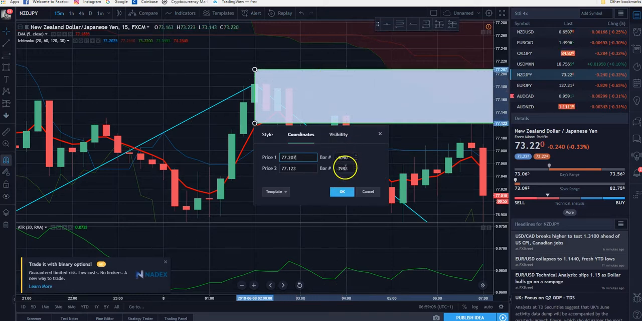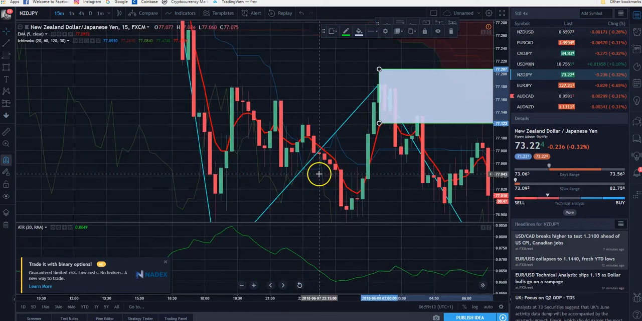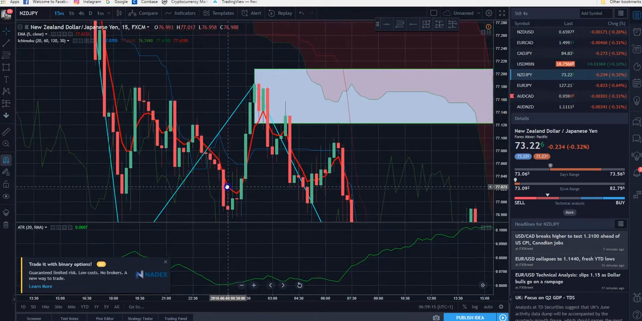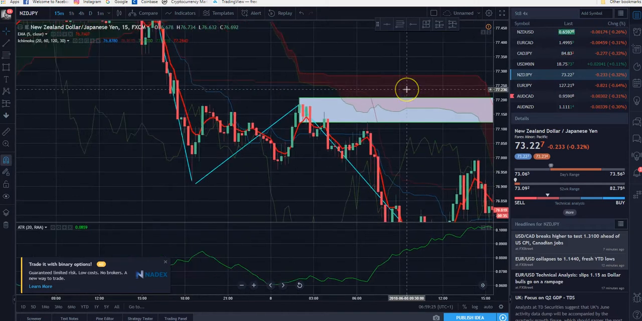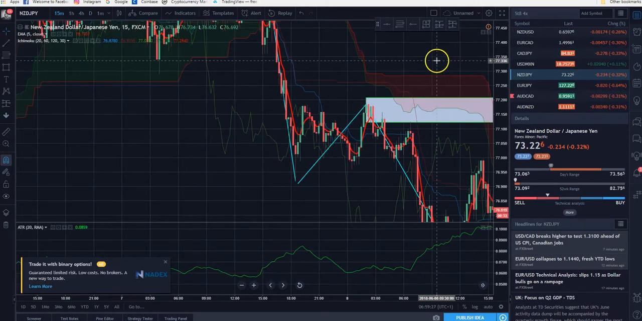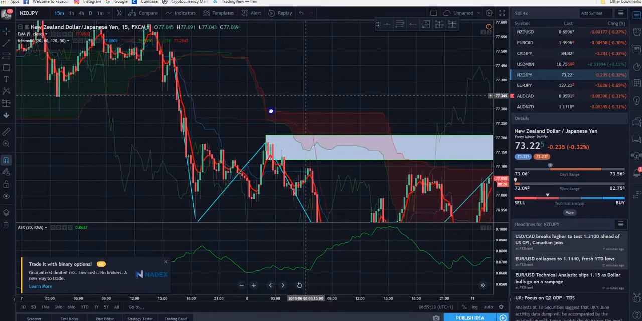I'm going to double click this. Down here at the bottom, I'm going to change this to 1000 so that it stretches across my pair here. Excuse me, y'all. Okay, so if you're looking at this and you identify that breaker, you know that is your support and resistance area.